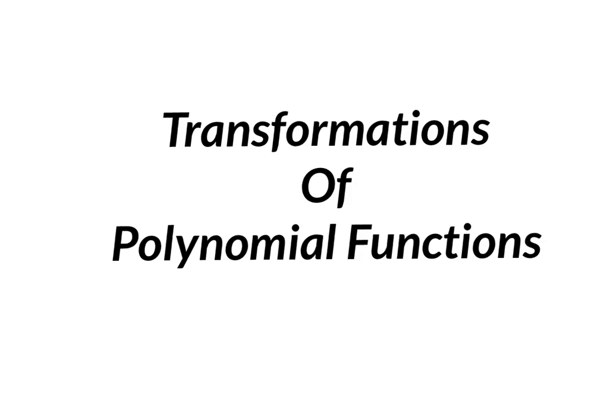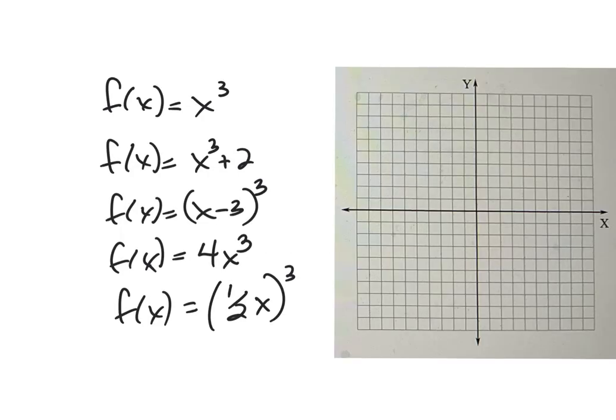Hey guys, we've got transformations of polynomial functions today, and this should be a good one for you because we've done a lot of this before, so let's hit this stuff. All right, starting with f of x is x cubed. The x cubed graph basically is half a parabola that goes up and half that goes down. I'm going to do this first one, the parent function, in black.